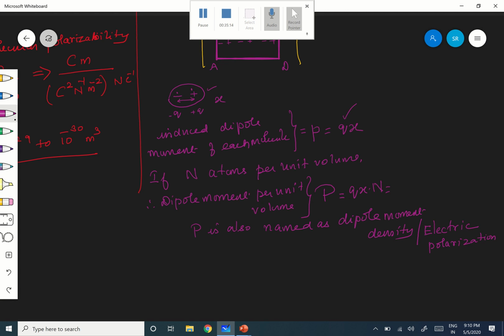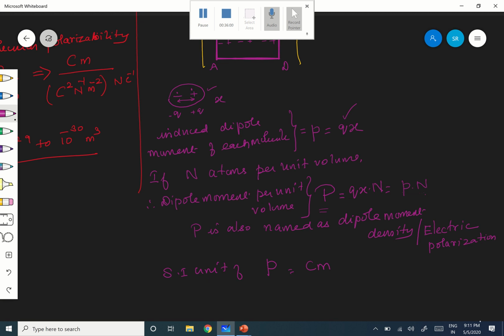It measures the extent of polarization of the dielectric. If a non-polar dielectric is kept in an external field, to what extent it can be polarized is given by P. P measures that. Therefore, what is the SI unit of P? It is coulomb meter, because it is small p, qx, into N. Small p is the dipole moment, and N is the number of molecules per unit volume. Therefore, dipole moment per unit volume.